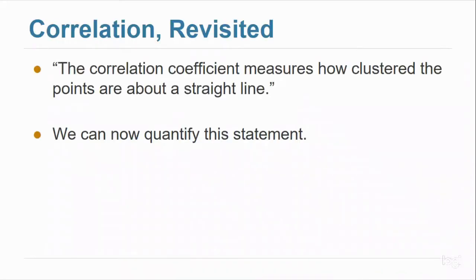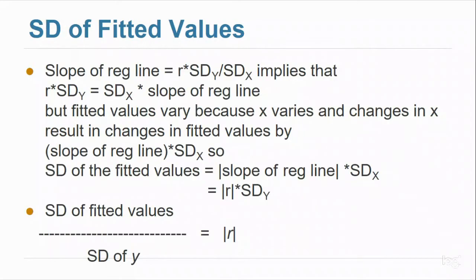Let's talk about a measure of clustering. When we introduced the correlation coefficient, we said that the correlation coefficient measures how clustered the points are about a straight line. We can now quantify this statement. Let's talk about the standard deviation of the fitted values.